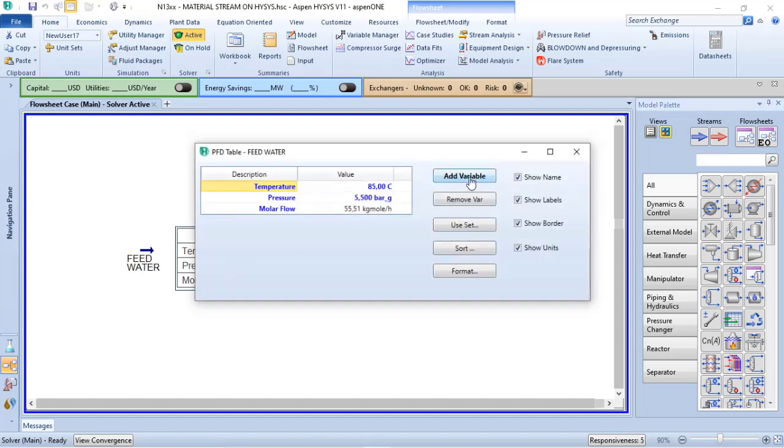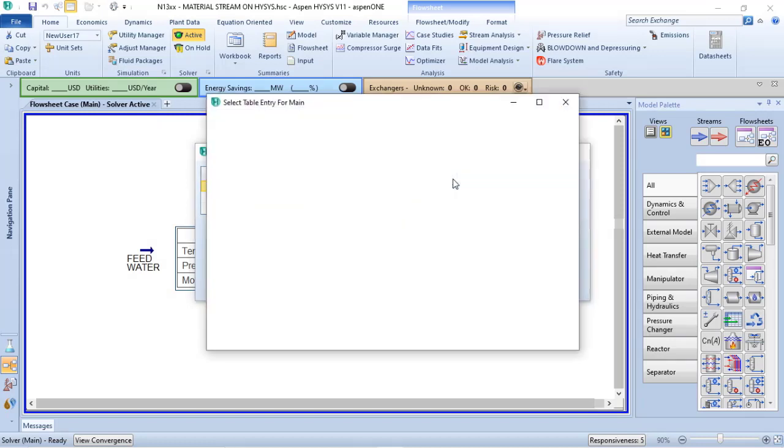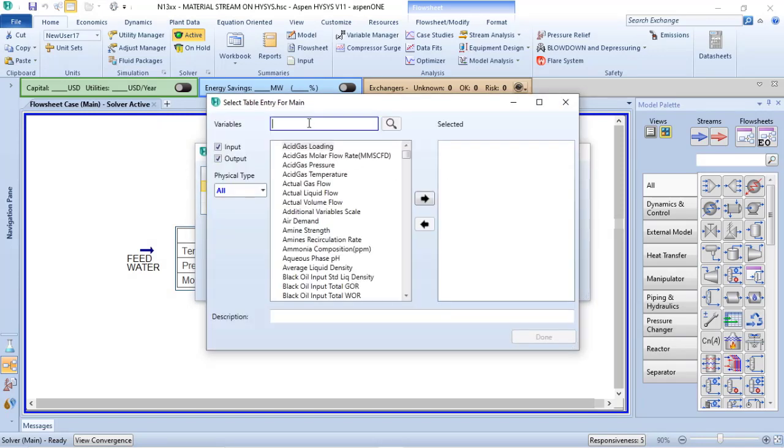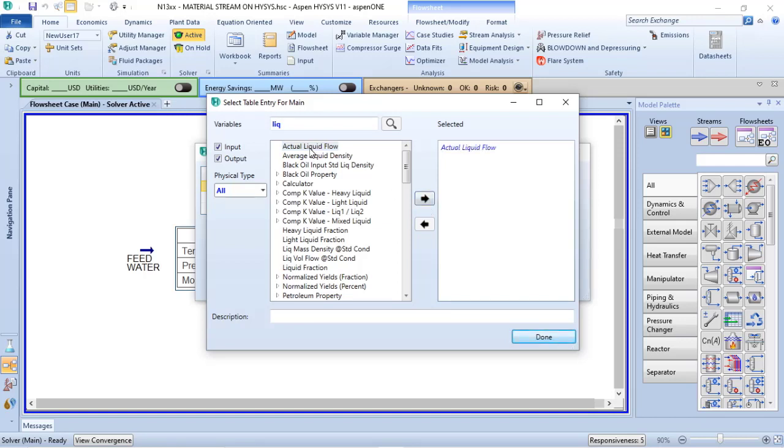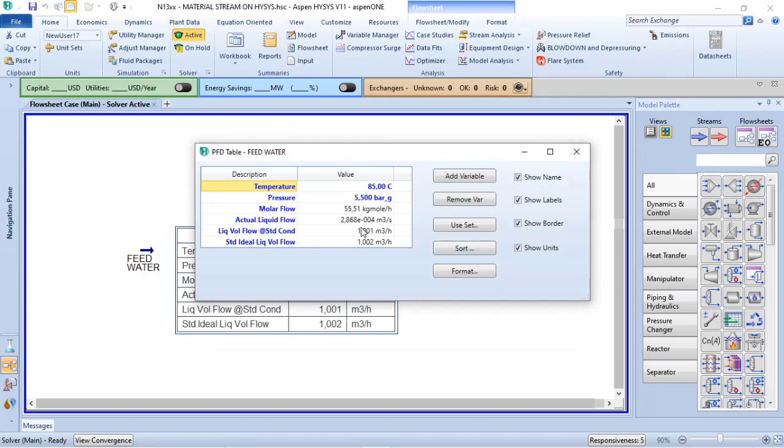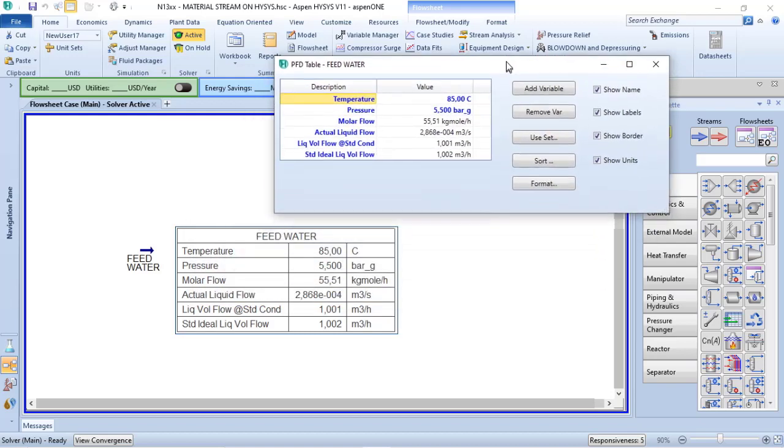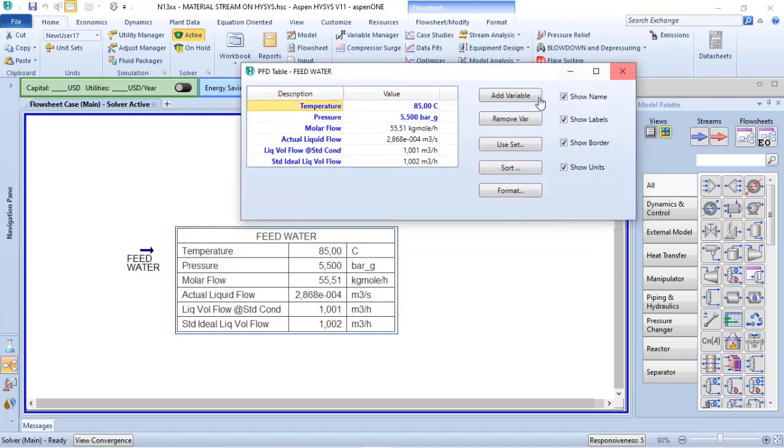If I click 2 times, I can add variables, and in this case, I will add the variables related to liquids. I want the actual liquid volume flow or actual liquid flow. I want the liquid flow at standard conditions. And finally, I want the standard ideal liquid volume flow. So with that, I have the 3 pieces of information in my process simulation. I can verify them in just one place.